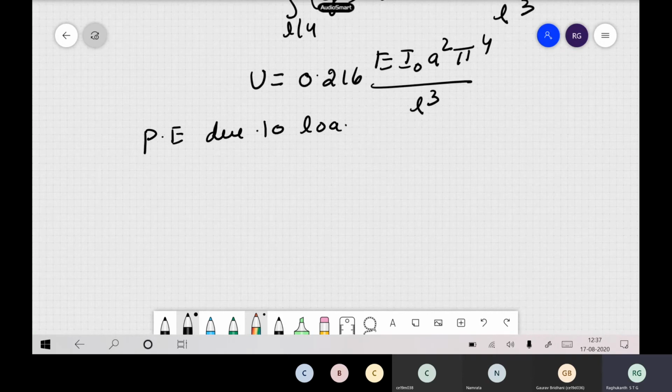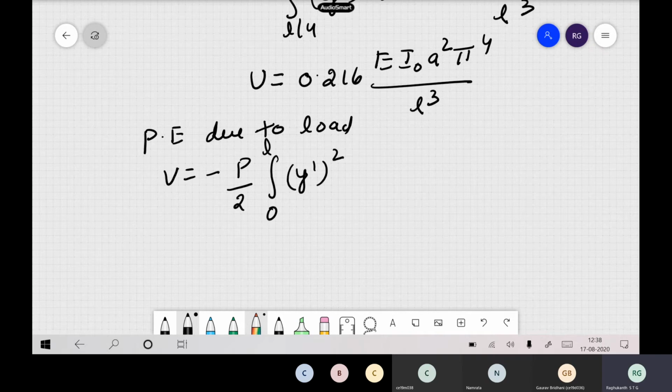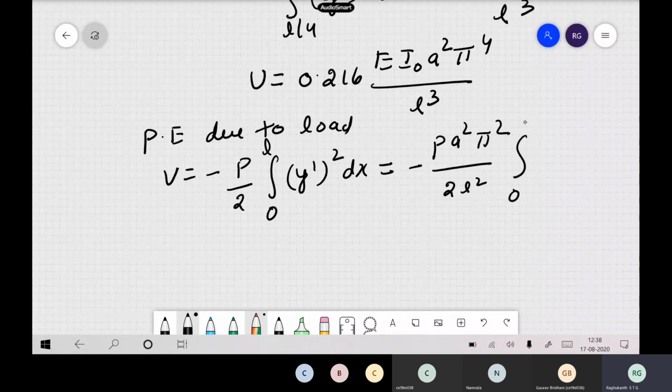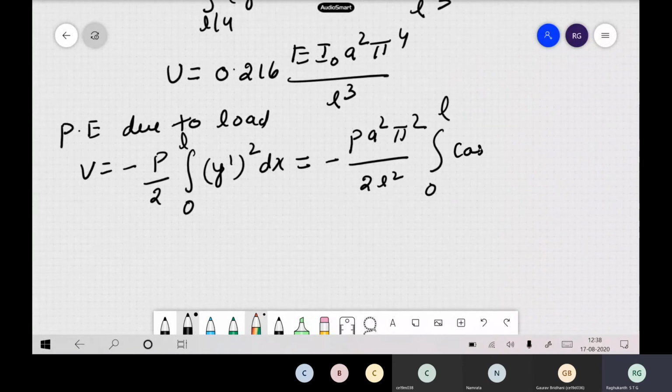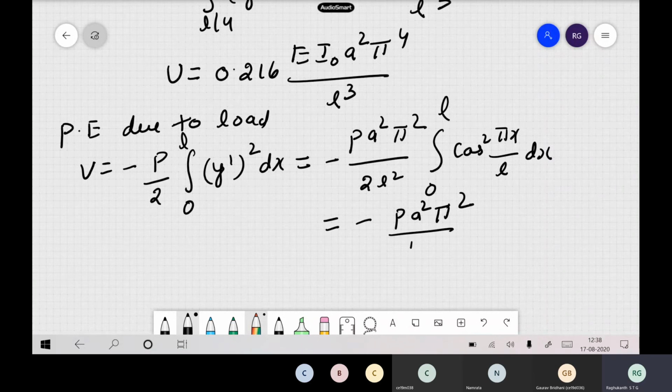Now, due to load also, this expression is minus P by 2, integral 0 to L, y dash whole square dx. So now this also you substitute. So P a square pi square by 2 L square, integral 0 to L. Since y is sine, y dash becomes cos, so cos square pi x by L dx. Okay, so this turns out to be minus P a square pi square by 4L.